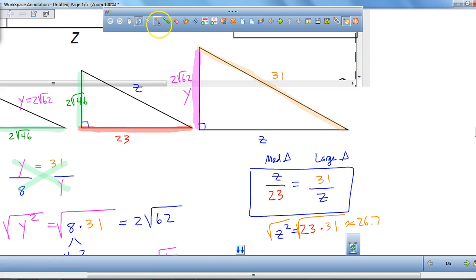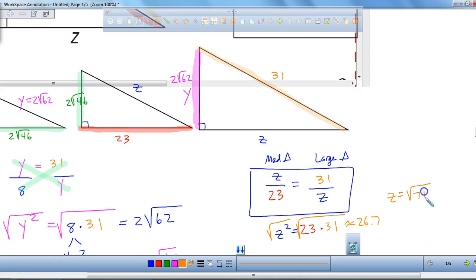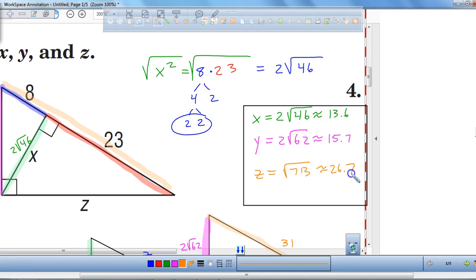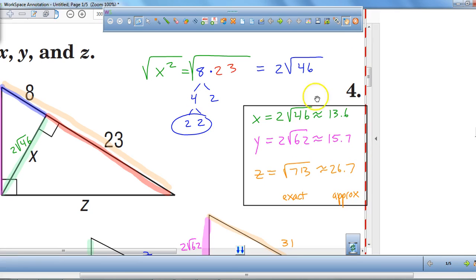So, right down here, z is equal to the square root of 713. So right now we'll put z equals the square root of 713, which is approximately equal to 26.7. All of these answers right here are your exact answers. All of these are your approximates. Okay? So this is what I want you guys to do when you guys are setting up.